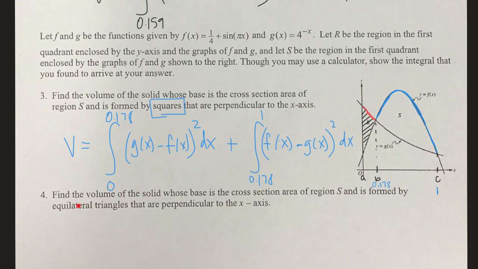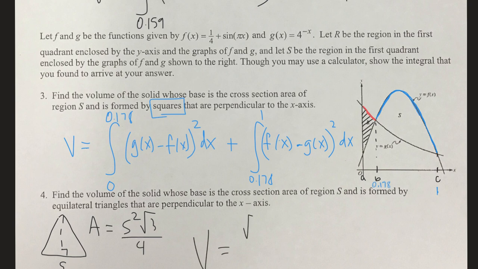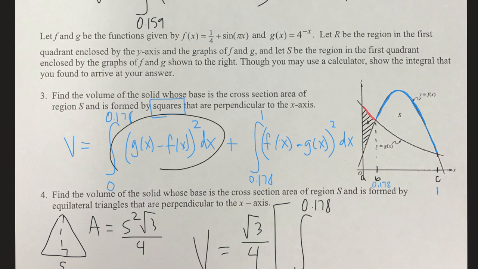Okay, now down here we have equilateral triangles. Okay, and if you remember from an equilateral triangle, probably not, but the area is the side squared times the square root of 3 over 4. Okay, that's using special right triangles to figure out the area of this equilateral triangle. Okay, so the volume for this is going to be root 3 over 4 as the coefficient. Okay, and then I'm just going to do those same intervals of the same thing plus the other one.